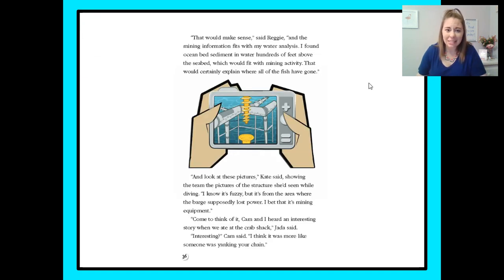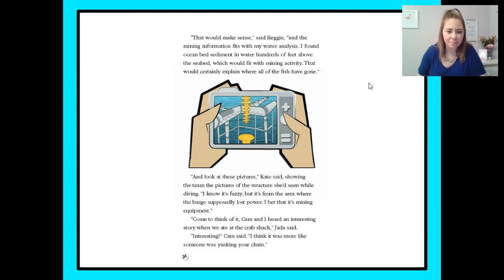That would make sense, said Reggie, and the mining information fits with my water analysis. I found ocean bed sediment in water hundreds of feet above the seabed, which would fit with mining activity. That would certainly explain where all the fish have gone. And look at these pictures, Kate said, showing the team the pictures of the structure she'd seen while diving. I know it's fuzzy, but it's from an area where the barge lost power. I bet it's mining equipment.